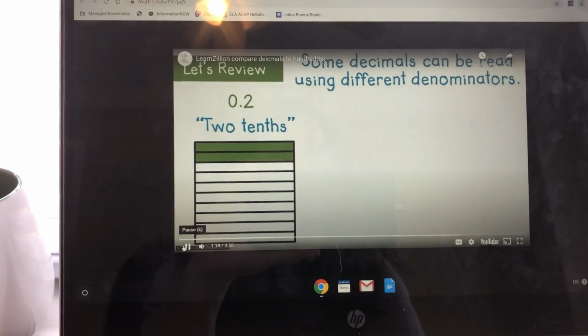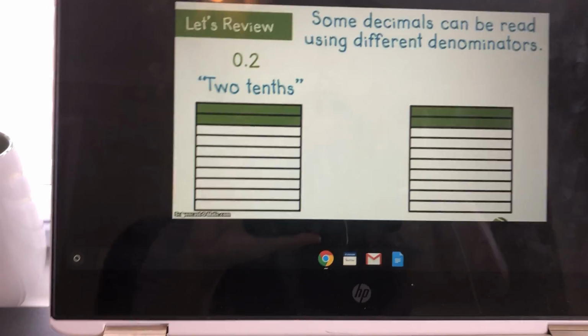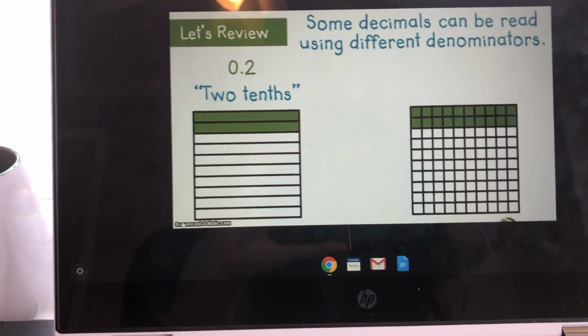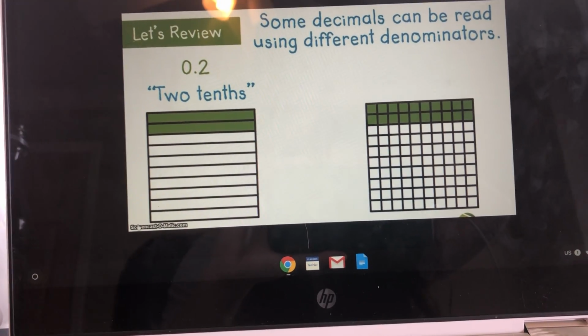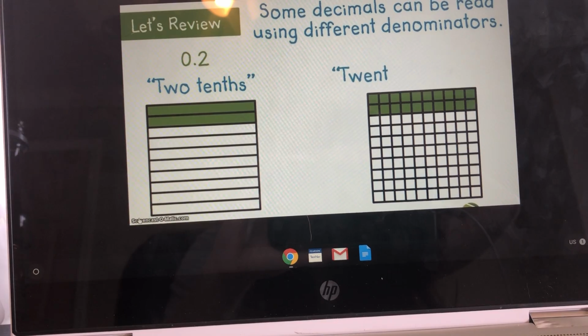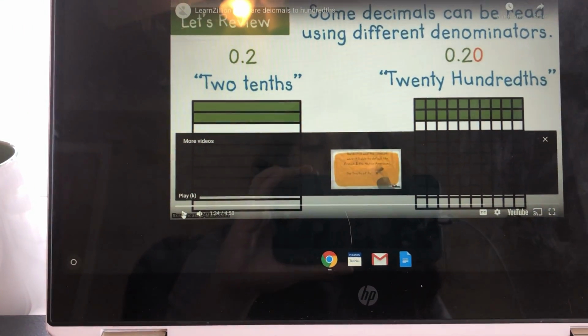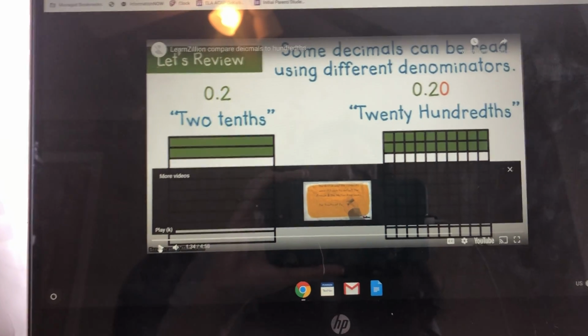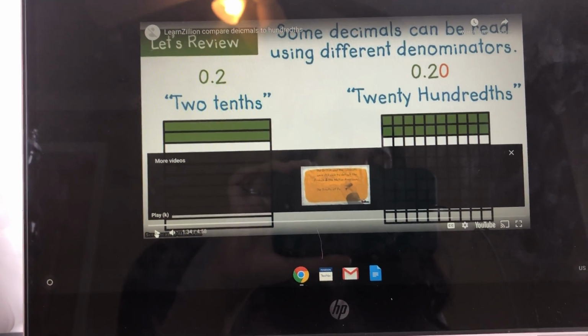This represents 2 out of 10. We can also think of this decimal as being out of 100. So instead of 10 parts, let's divide our picture into 100 parts. We can see that we now have 20 parts shaded in. This decimal is 20 hundredths, which is written as 0.20. Okay, so how would we write 20 hundredths as a fraction?